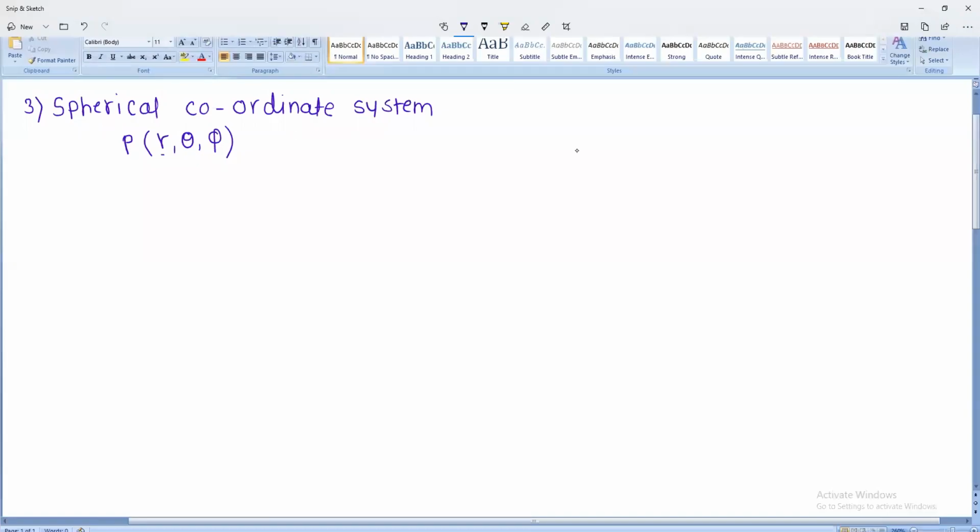Okay. So r is the radius of the sphere. Again, consider the Cartesian coordinate system.